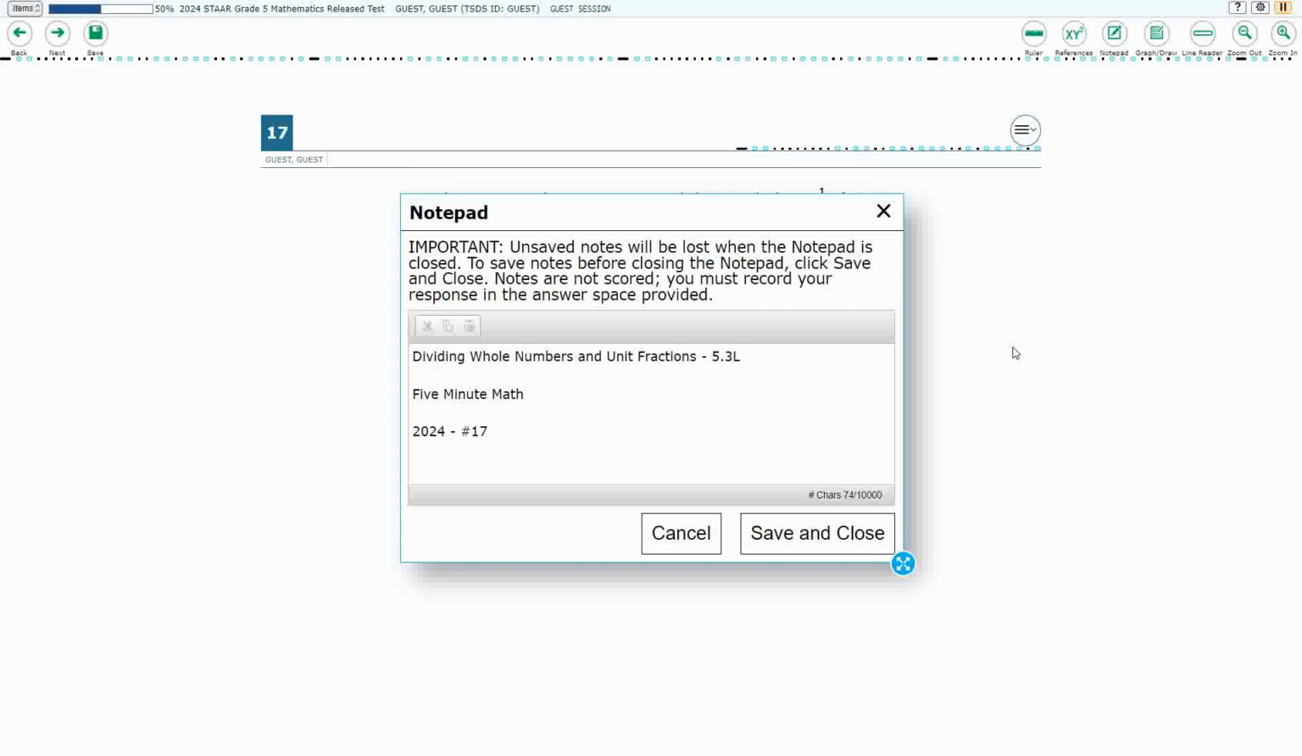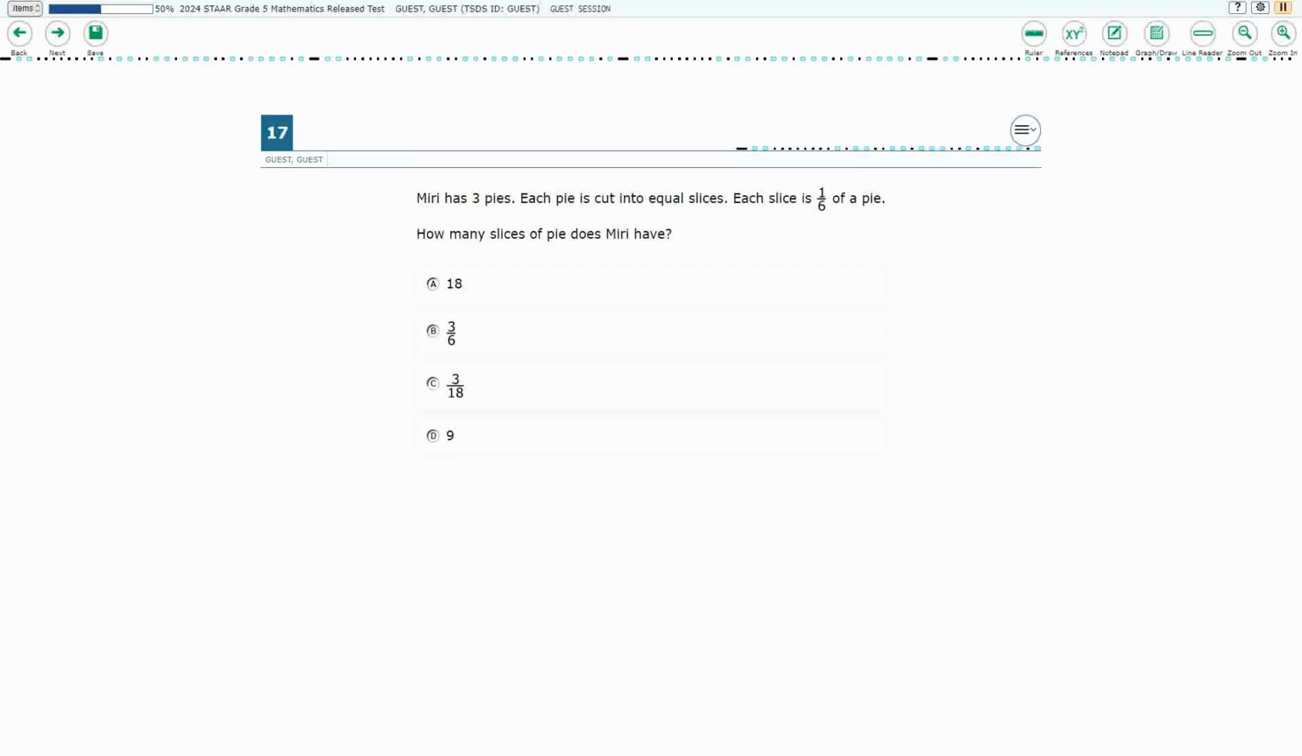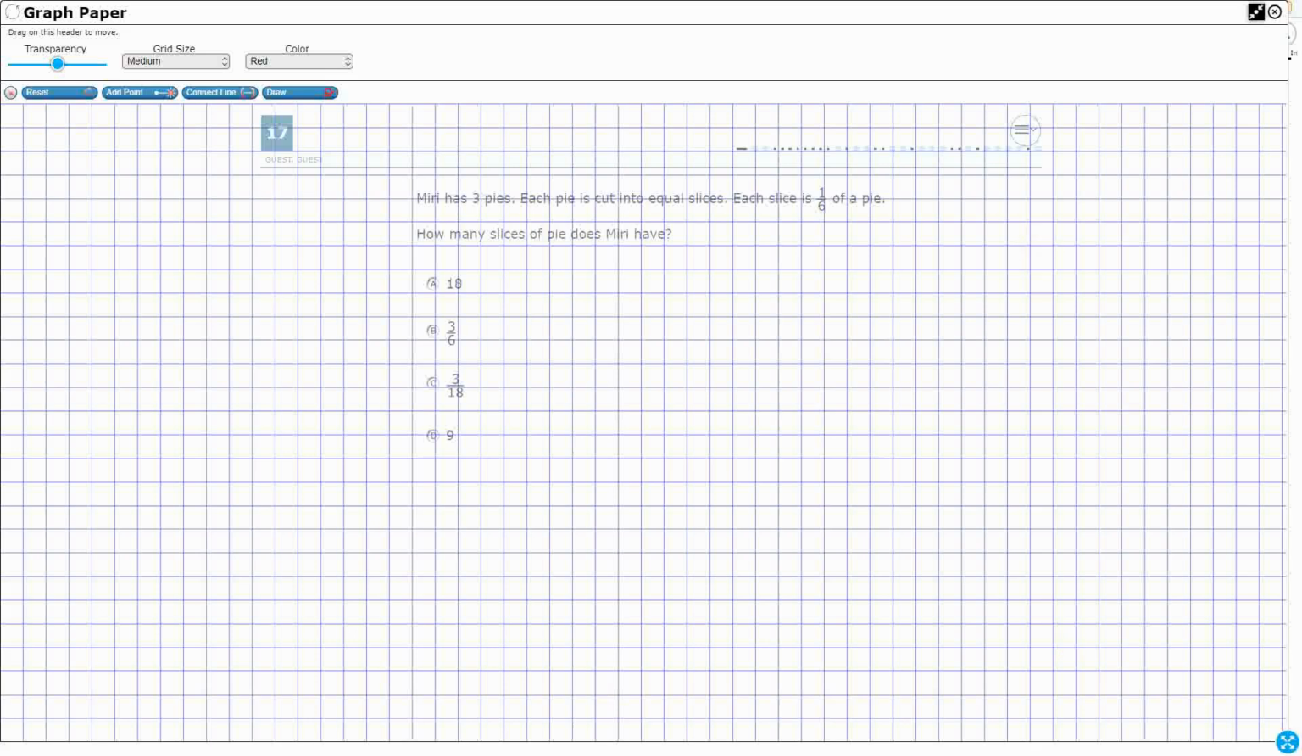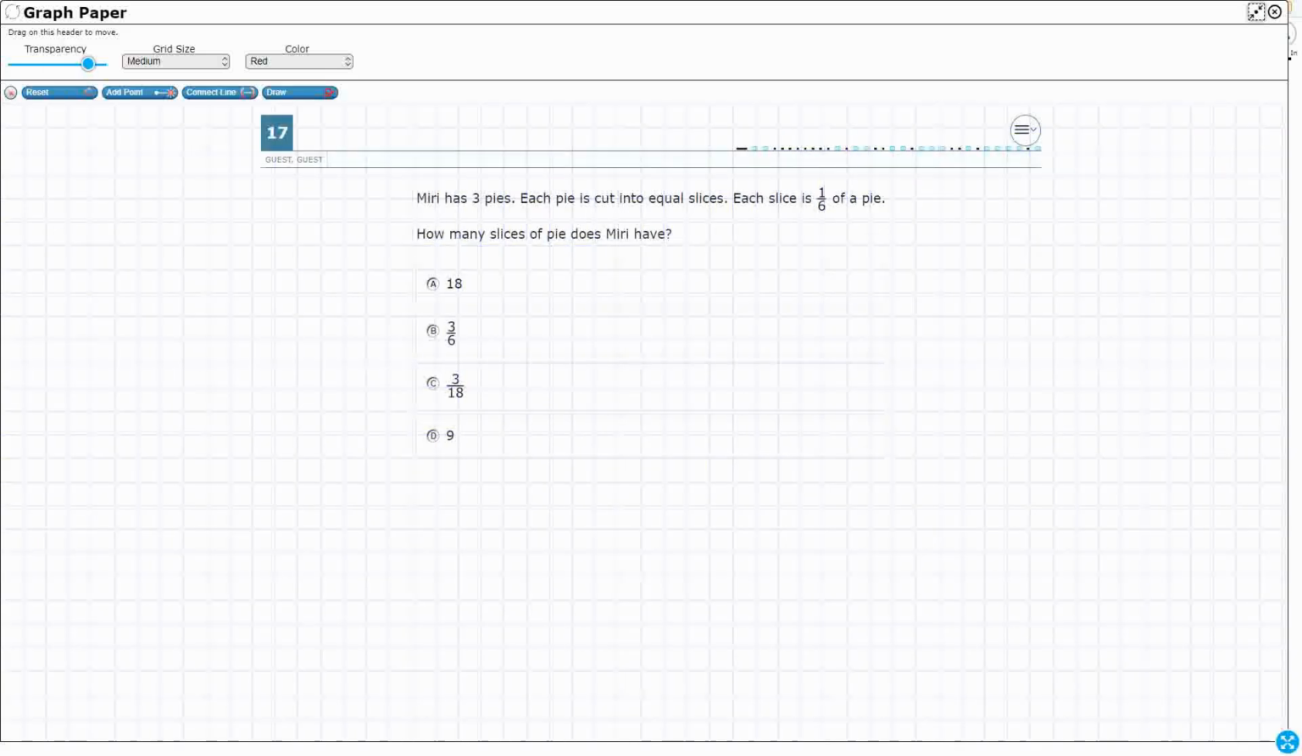Today we are looking at the fifth grade concept of dividing unit fractions and whole numbers. This is standard 5.3L in the great state of Texas, and we are using item number 17 from the 2024 released STAAR test. If you haven't done so already, please take a moment to pause the video, work this problem out on your own, unpause it, and we will look at our answers together.